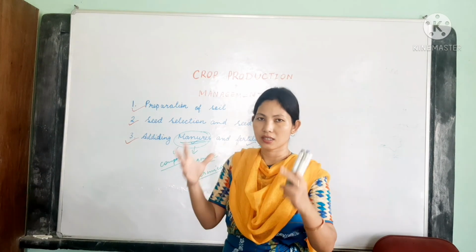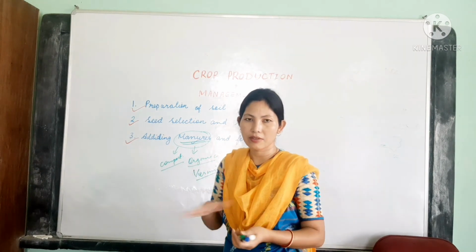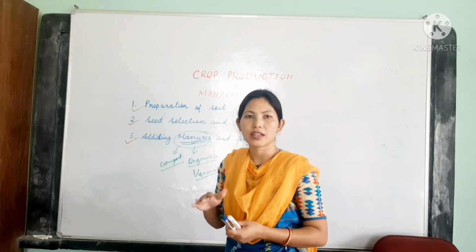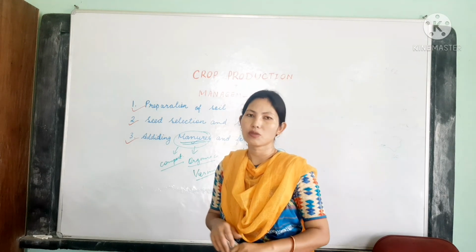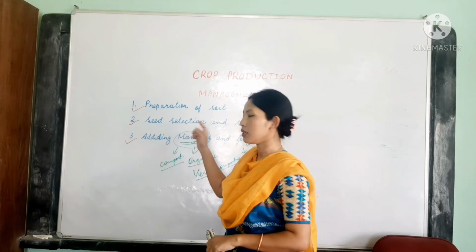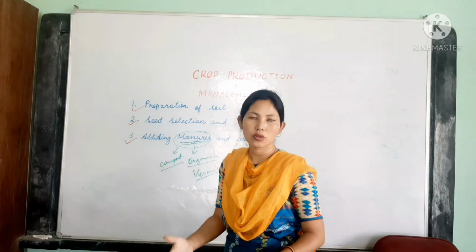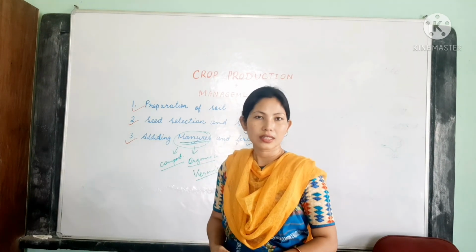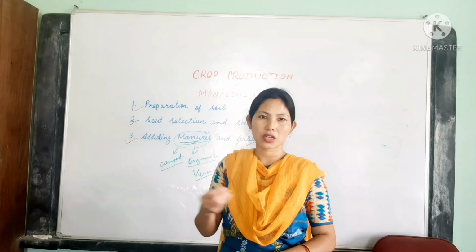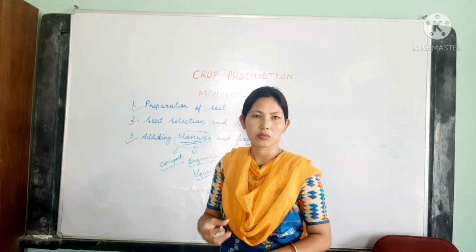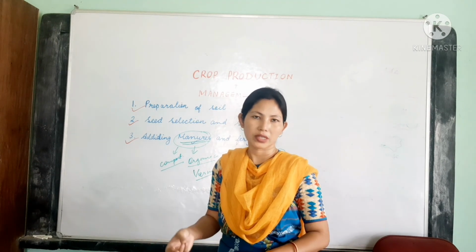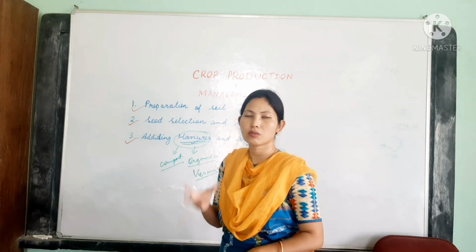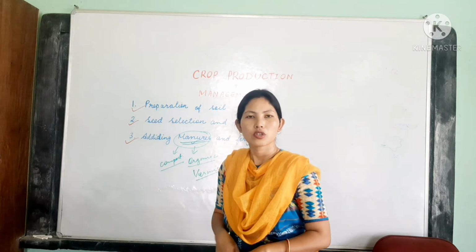After that the big lumps will be leveled or crushed with the help of a leveler, and then the soil will be prepared. After that we sow the seed, and before sowing we should select good quality seeds which are not spoiled or eaten by any worm or insect. So good quality seeds will be selected and sown.